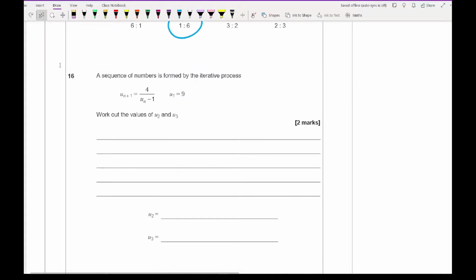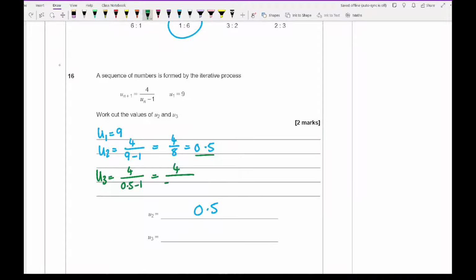Question 16 says a sequence of numbers is formed by an iterative process, and here we've got our formula, and it says work out the values of u2 and u3. So u1 equals 9, so u2 is going to be 4 over the previous term, which is 9, take away 1, which gives me 4 over 8, which equals 0.5. Then for u3, it's 4 divided by the previous term, which is 0.5, minus 1, which is 4 over minus 0.5. How many halves go into 4? That's going to be 8, and it's got minus, so it's going to be minus 8.